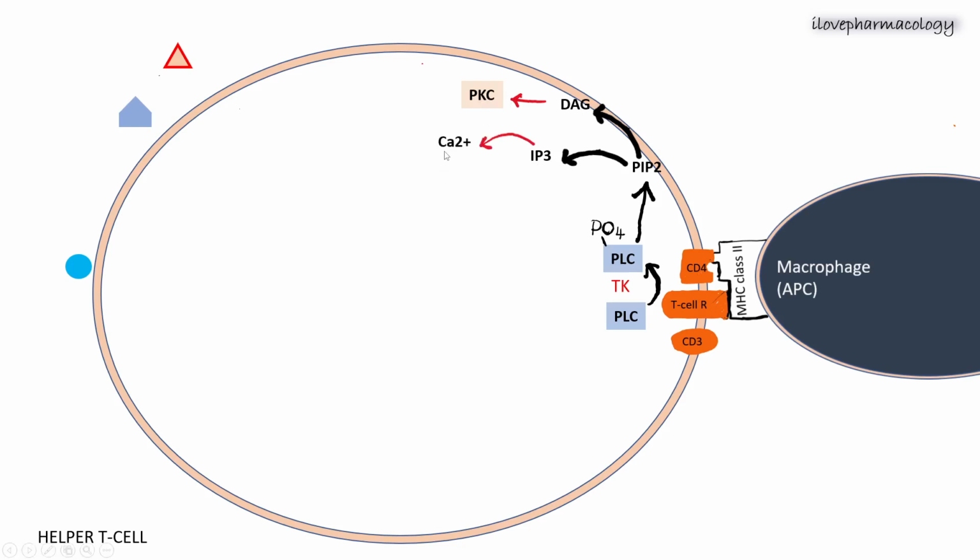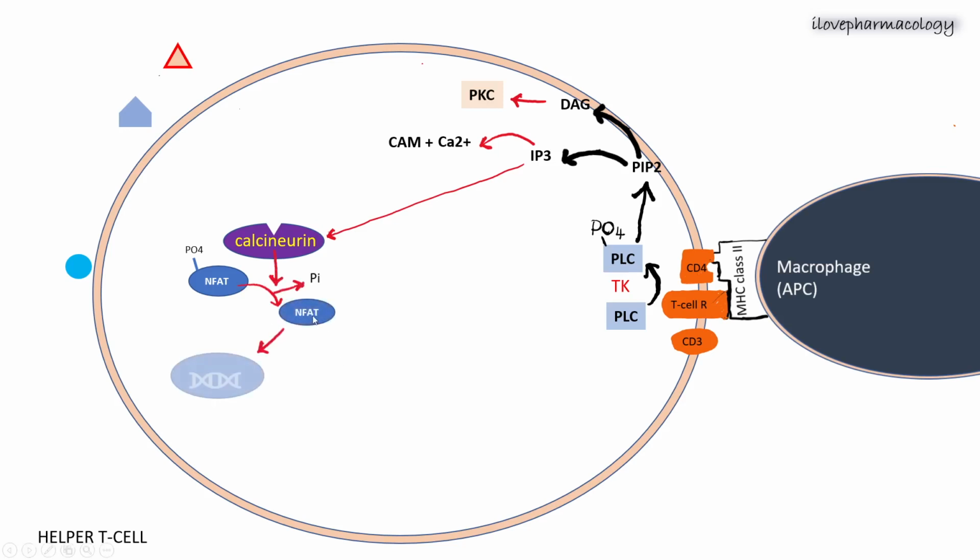Along with that, there will be addition of calmodulin. This calmodulin and calcium complex will activate the calcineurin, and this calcineurin will dephosphorylate the nuclear factor of activated T cells, and there will be release of the NFAT. This NFAT will be translocated into the nucleus, where there will be transcription of the cytokine interleukin 2 genes.